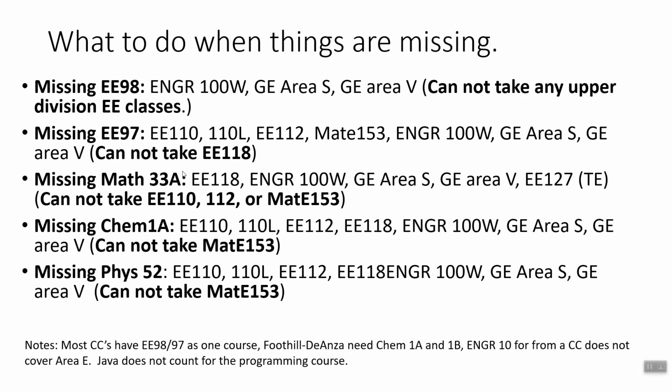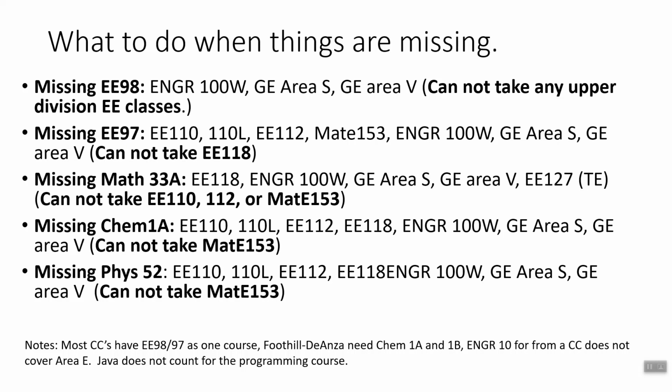Same for the differential equation, and Chem 1A and Physics 52. Now, just so you know, most community colleges have EE 98, 97 as one 4-unit course. Foothill has Engineering 37 and 37L, but De Anza doesn't. So it doesn't matter if your faculty showed you how to take some measurements. If you only have Engineering 37 from De Anza, you do not have EE 97.